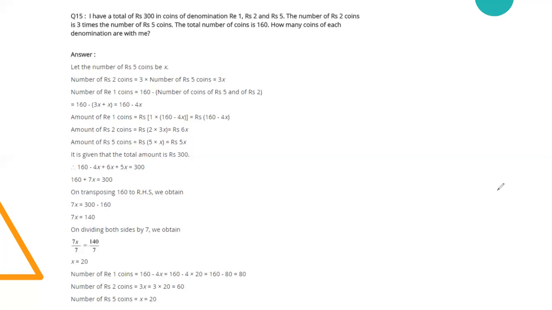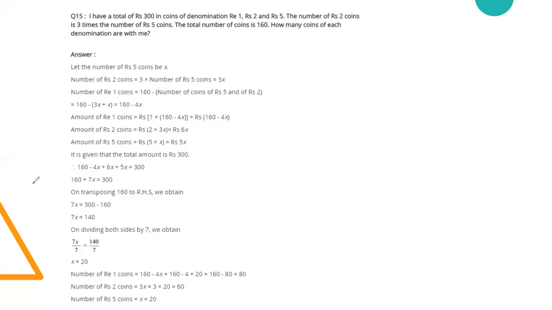Now, how do we go ahead? That's quite simple. As we know, the total amount that I have in my hand is 300 rupees, right? So basically, I have a total amount of 300 in coins. If I add the amounts from the rupees 1, rupees 2 and rupees 5 coins, I get a total amount of 300. That is what I mean by saying total amount of 300. So we just add the 3 amounts, right? So when we add this, we get the output as 300 rupees.